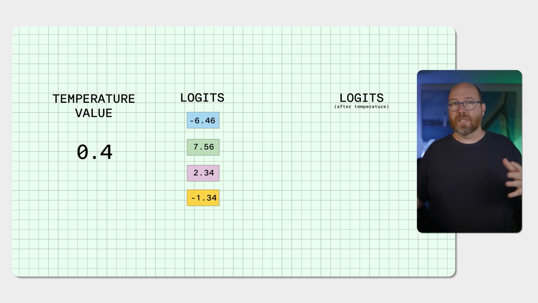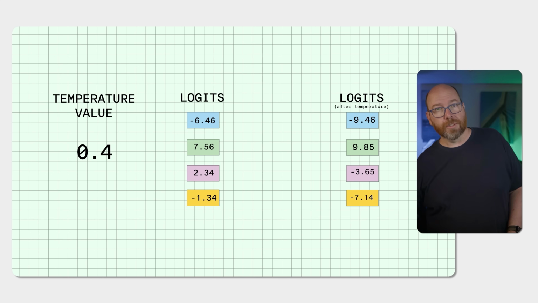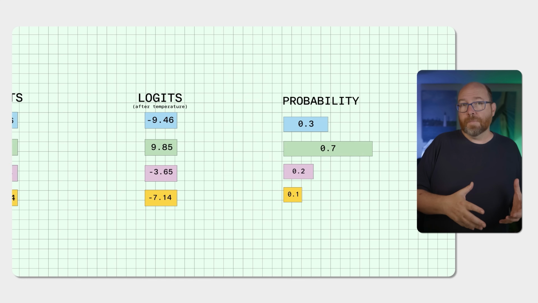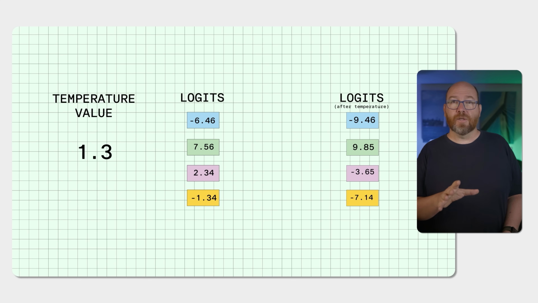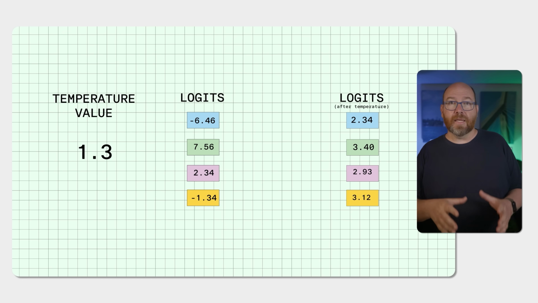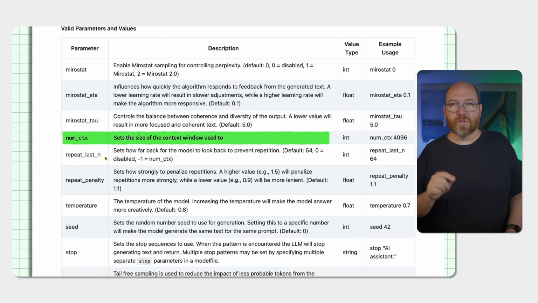Lower temperatures will spread the logits out, making the smaller numbers smaller still, and the larger numbers even larger. This means that what was the most probable before has become even more probable now. But a temperature greater than 1 reduces the difference between the logits, resulting in probabilities being closer together. So tokens that had a lower probability before now have a higher chance of being chosen than they did before. The result of this is that it feels like the model becomes a little bit more creative in the way it answers a question. Now next in our list is num_ctx.